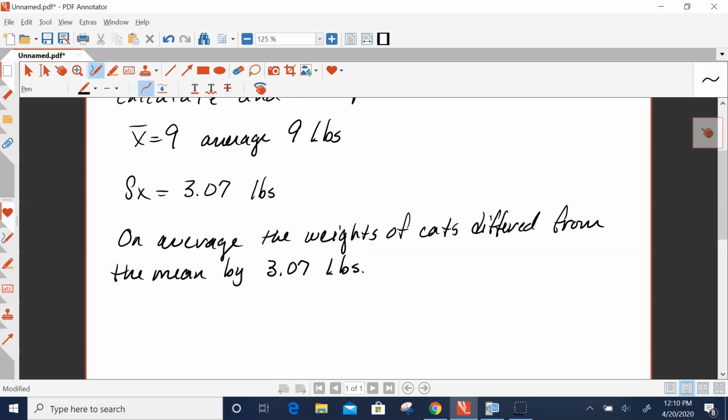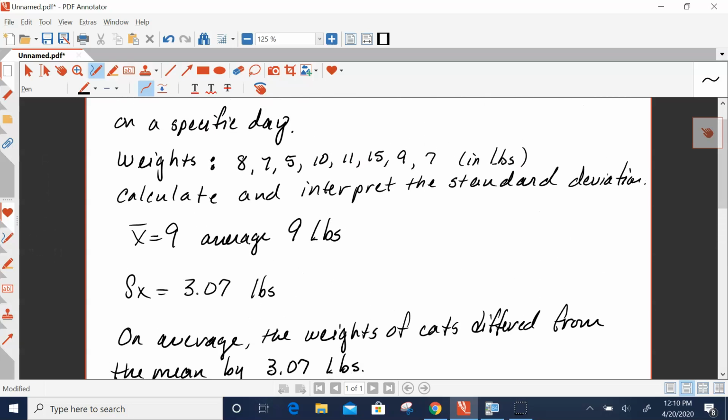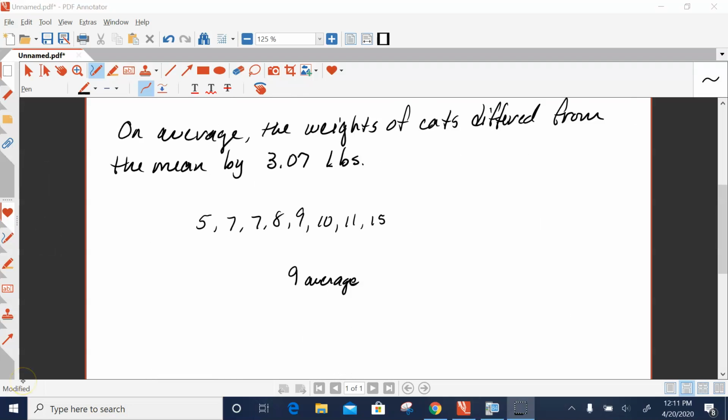Take a second and think about that. The standard deviation basically gives you an average value of how far each data value is from the mean. So if I lined up these data values in order, actually let me take a second and do that. So we can think of the standard deviation this way. Look at our data values all lined up in numerical order. The average was 9 pounds. So it kind of worked out nice that I had a 9 here.